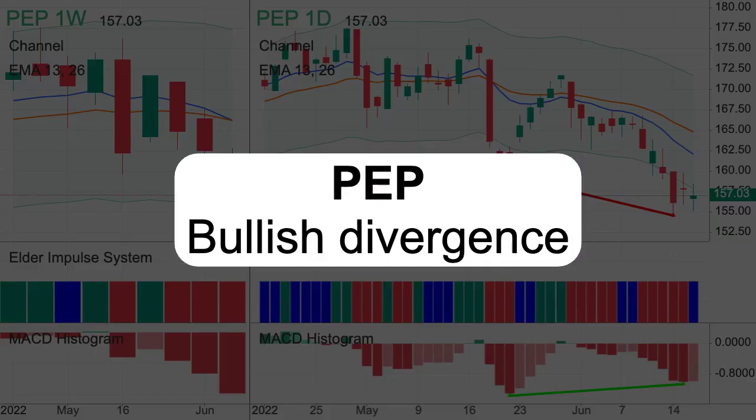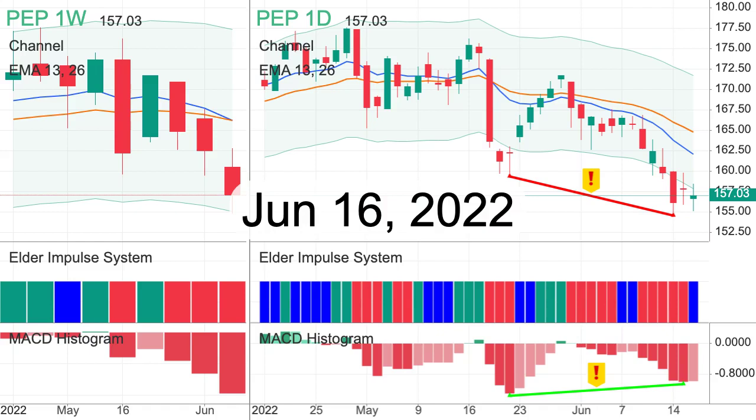Let's consider the stock of PepsiCo Inc. On June 16, 2022, a bull divergence formed in a downtrend. This is a strong buy signal. There is a first light bar on the histogram. Are you ready to submit a buy order?